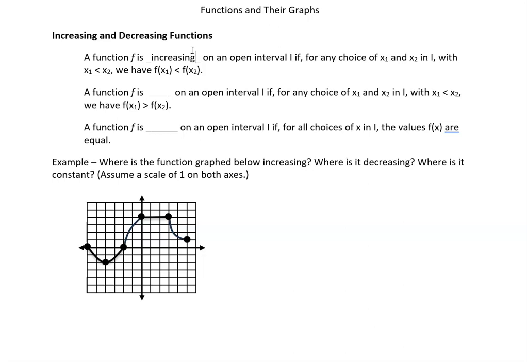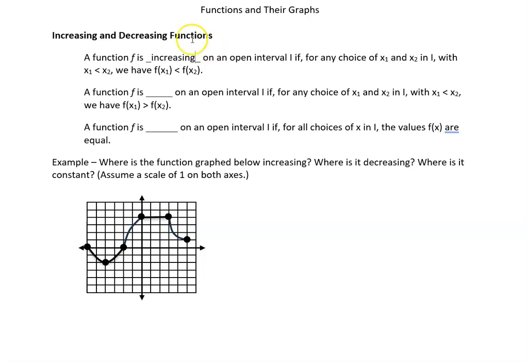But on that interval, we're choosing two x values, x1 and x2, and we're choosing them so that x1 is smaller than x2. So maybe x1 is 1 and x2 is 2, or maybe x1 is 0 and x2 is 5. Doesn't really matter as long as x1 is smaller than x2. And whenever that happens, in order for us to say that the function is increasing on that interval, then f of x1, the y output when we plug x1 in, has to be less than f of x2. If that is true, then we say that the function is increasing on that interval.